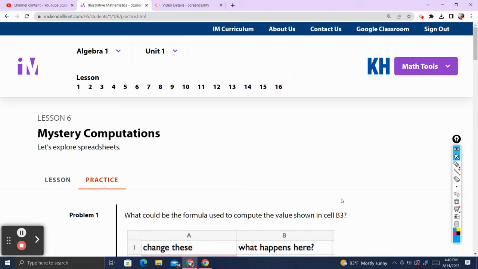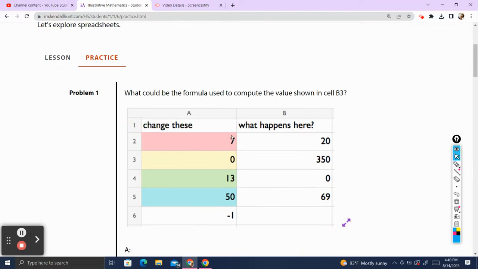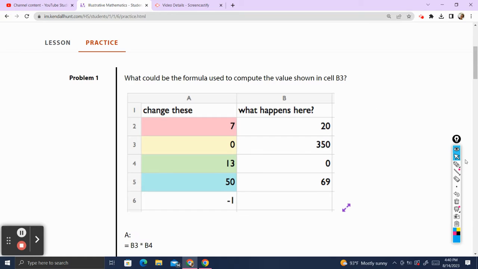Today we're going to be going over Illustrative Math, Algebra 1, Unit 1, Lesson 6. We're going to be going over the practice problems in detail. Let's get started. Problem number 1 asks us, what formula could be used to compute the value shown in cell B3? So let's identify what we're looking at.